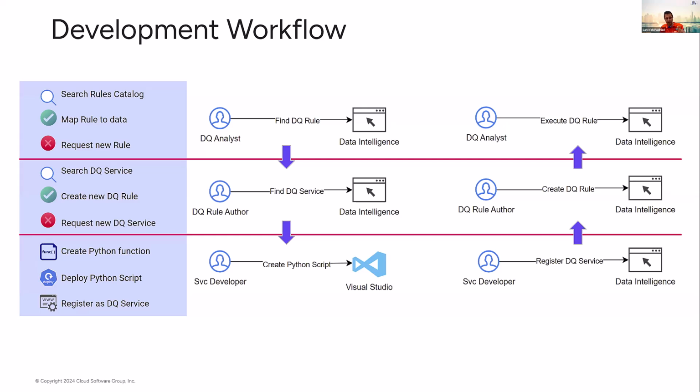So here on the top lane, the first thing you do is you try and find a DQ rule that applies to your specific scenario. If you find it, very well, you can map that rule to your data set, execute it and go through the analysis. If you do not find it, you go into the next level, which is basically searching for a DQ service and creating a rule. And if you find that service, you can create that rule, you can pass that rule name back to the analyst, and the analyst can execute it.